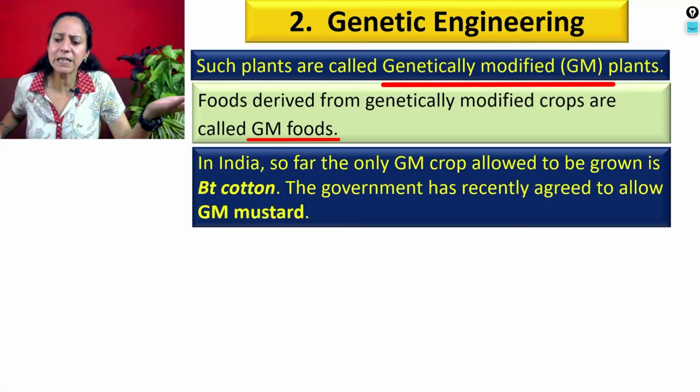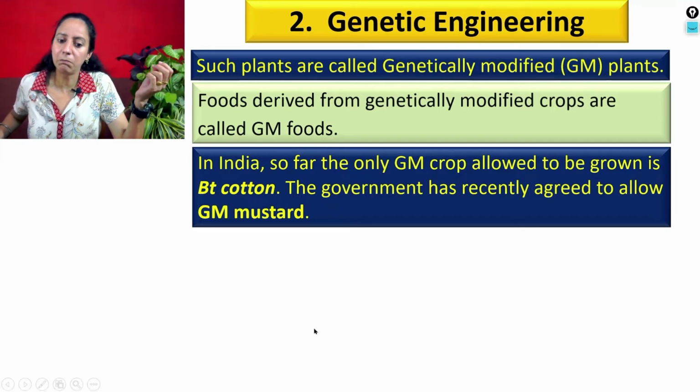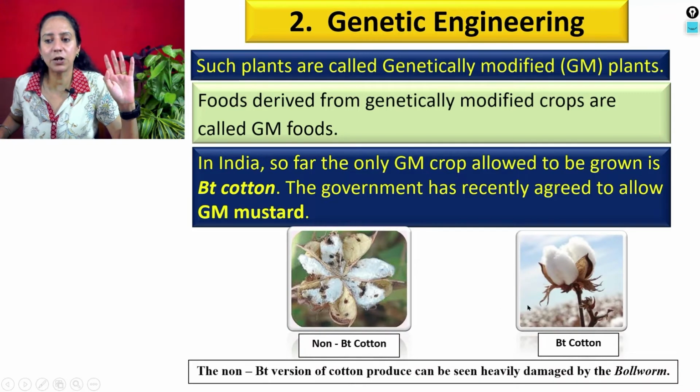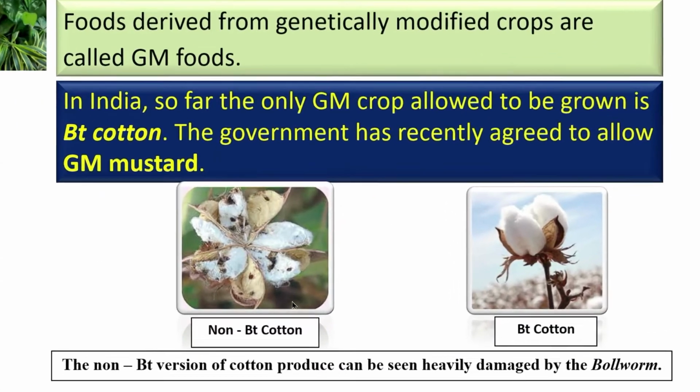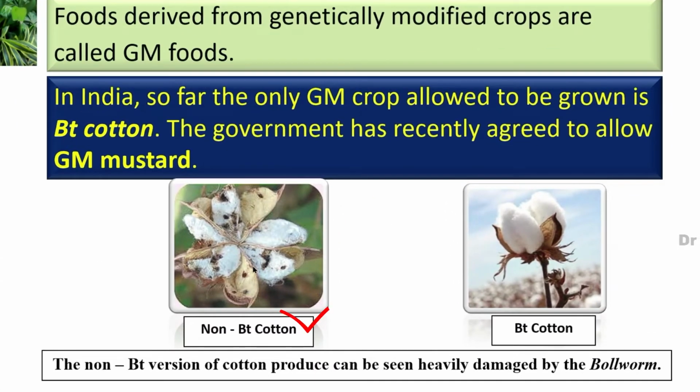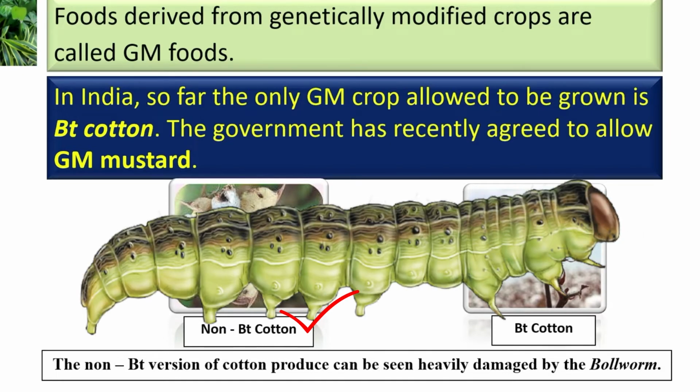Government has recently agreed to allow genetically modified mustard also, but only BT cotton is grown till date in India as a genetically modified plant. So this is non-BT cotton, students, which the farmer was earlier growing, and the yield was poor and there was heavy loss to the farmer because of one caterpillar, the bollworm, which was not only eating the leaves but spoiling the cotton balls also.